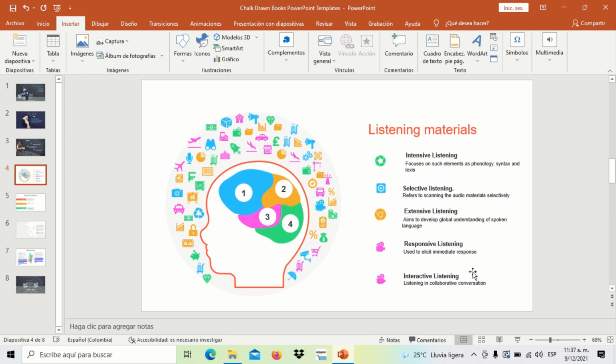Finally, we have interactive listening, which is listening in collaborative conversation. As it says, interactive is just to interact. It's the interaction while we are learning English. Interaction with different aspects. Could be teacher to students, students to teacher, or the whole class.